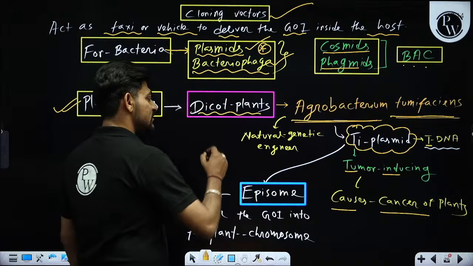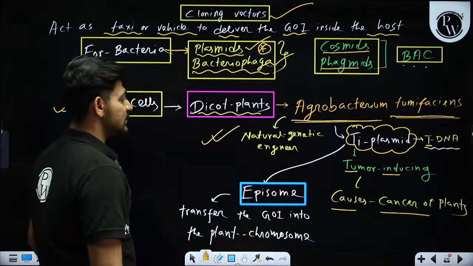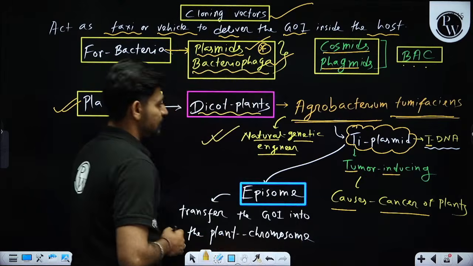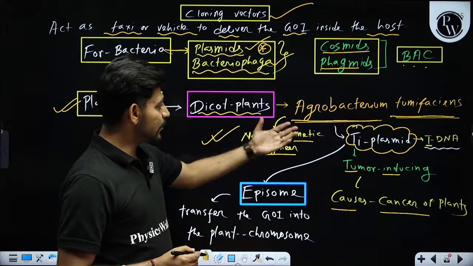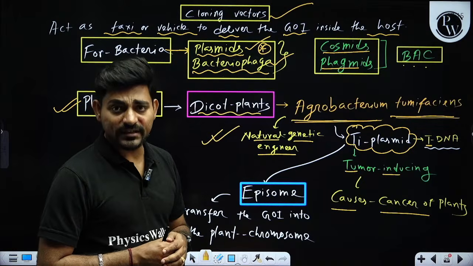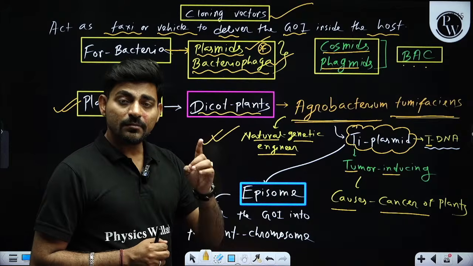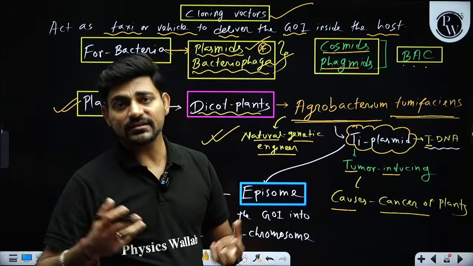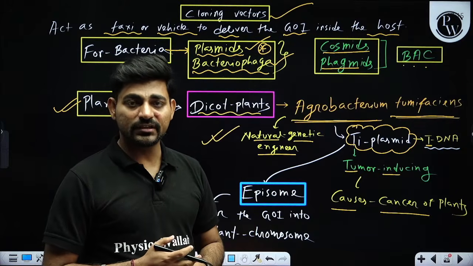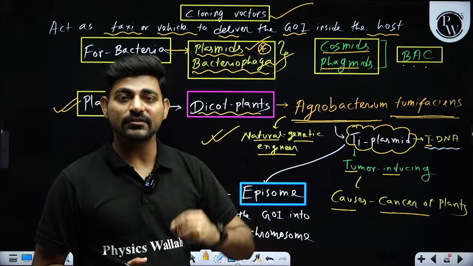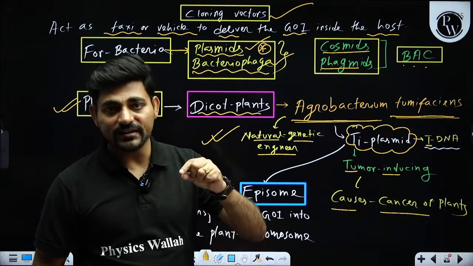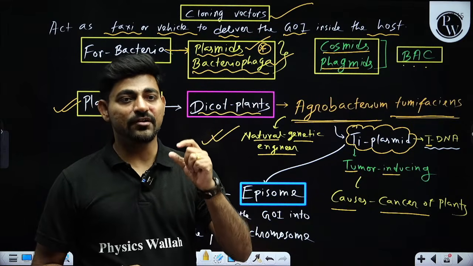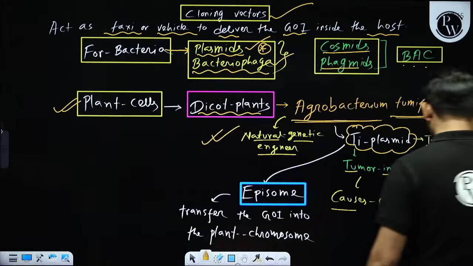So that's the reason we say that Agrobacterium tumefaciens can act as a natural genetic engineer. It's because naturally this Agrobacterium tumefaciens has the capability to transform a normal plant cell into a tumor causing or cancer causing plant cell. So what we have to do here is just eliminate the cancer causing gene of the plant, and instead of that we replace it with our desirable gene or gene of interest. Okay.